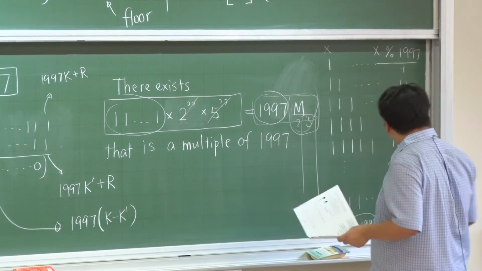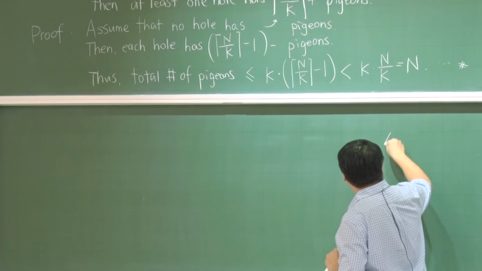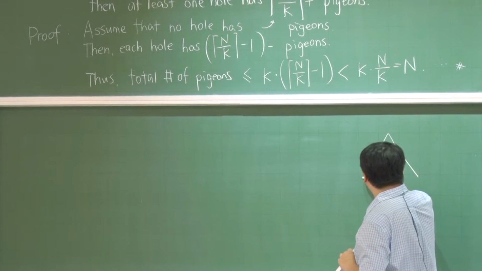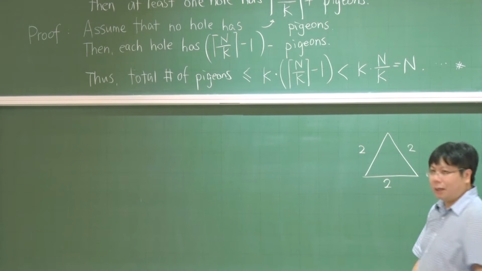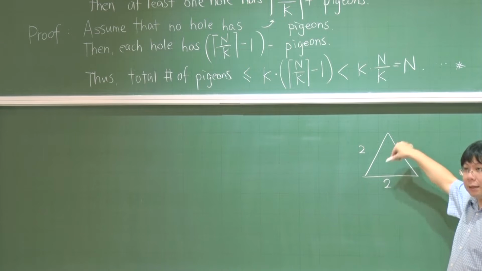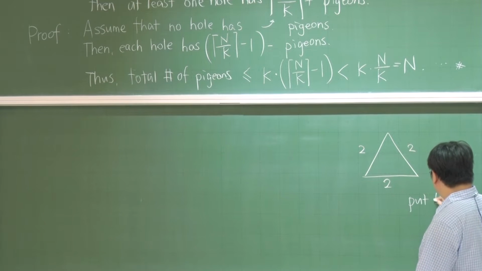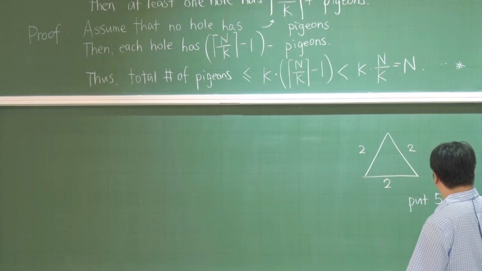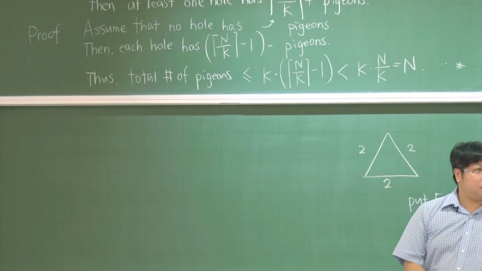Okay, and then another example. Let's look at this equilateral triangle. So this is a triangle that has all sides equal. Each side has length 2. And then we are going to put 5 points inside this triangle.